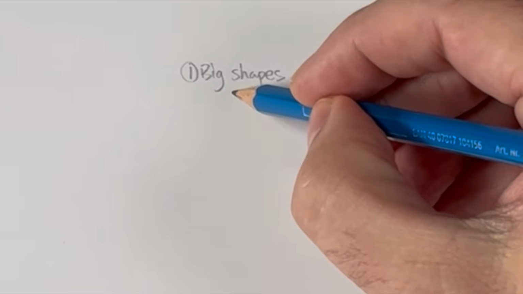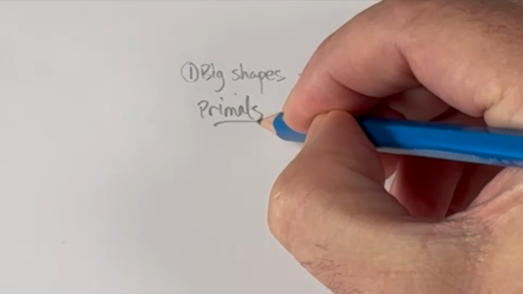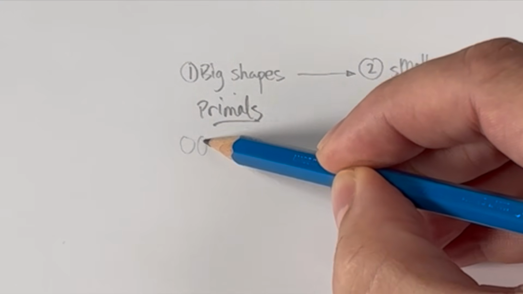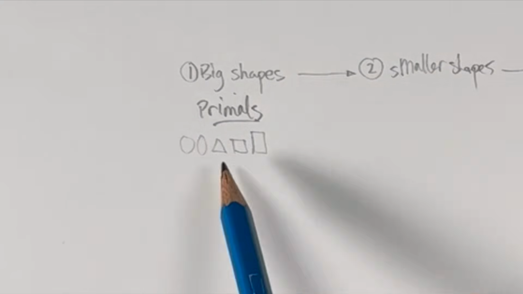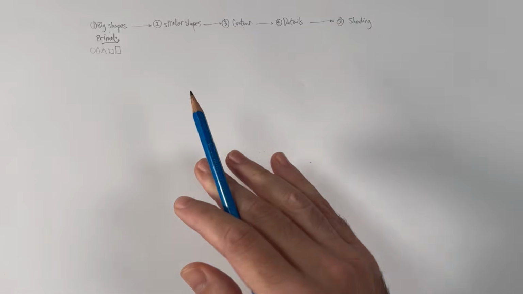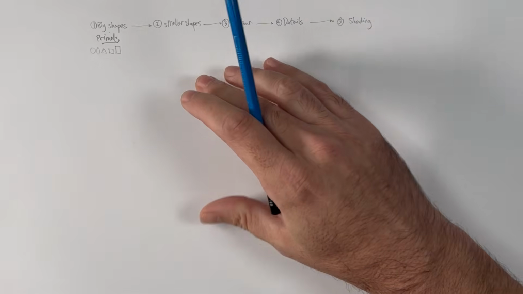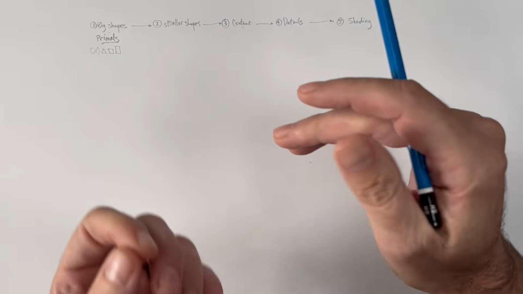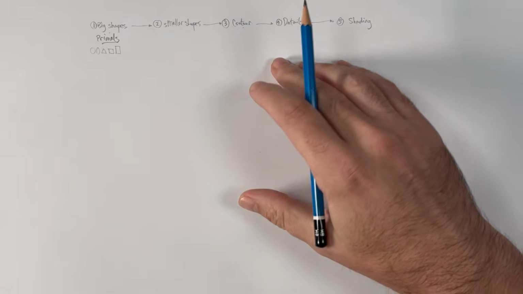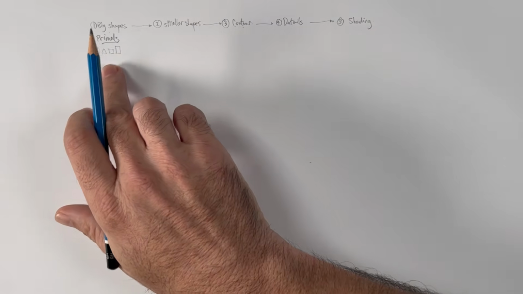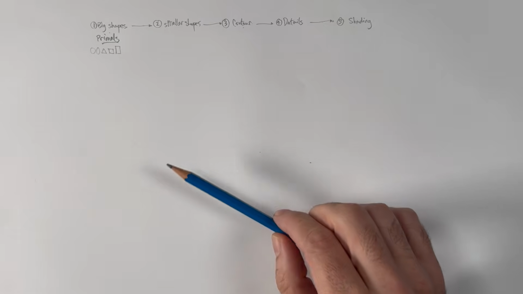When I say big shapes, what I mean are the shapes that we would call primals. And a primal would be a circle or an oval or a triangle, a square, a rectangle. These kind of simple shapes that everyone's familiar with. And when you take your reference image, it can be a photograph or a cartoon or real life. It can be any kind of reference image. We try to break them down in your head into these huge shapes. So enough talking, let's get to drawing.